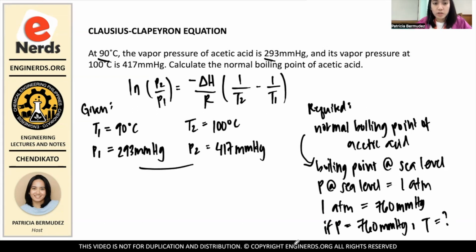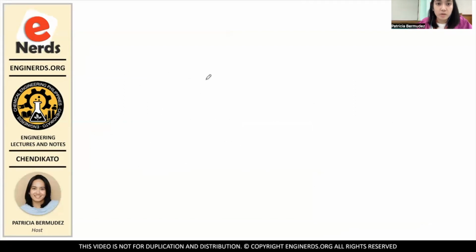So here, since we're given these two sets of values, and if we substitute these values into the equation, ang makukuha natin is our change in enthalpy, or the enthalpy of vaporization. So that is our first step in this problem. We have to find the enthalpy of vaporization. Okay?